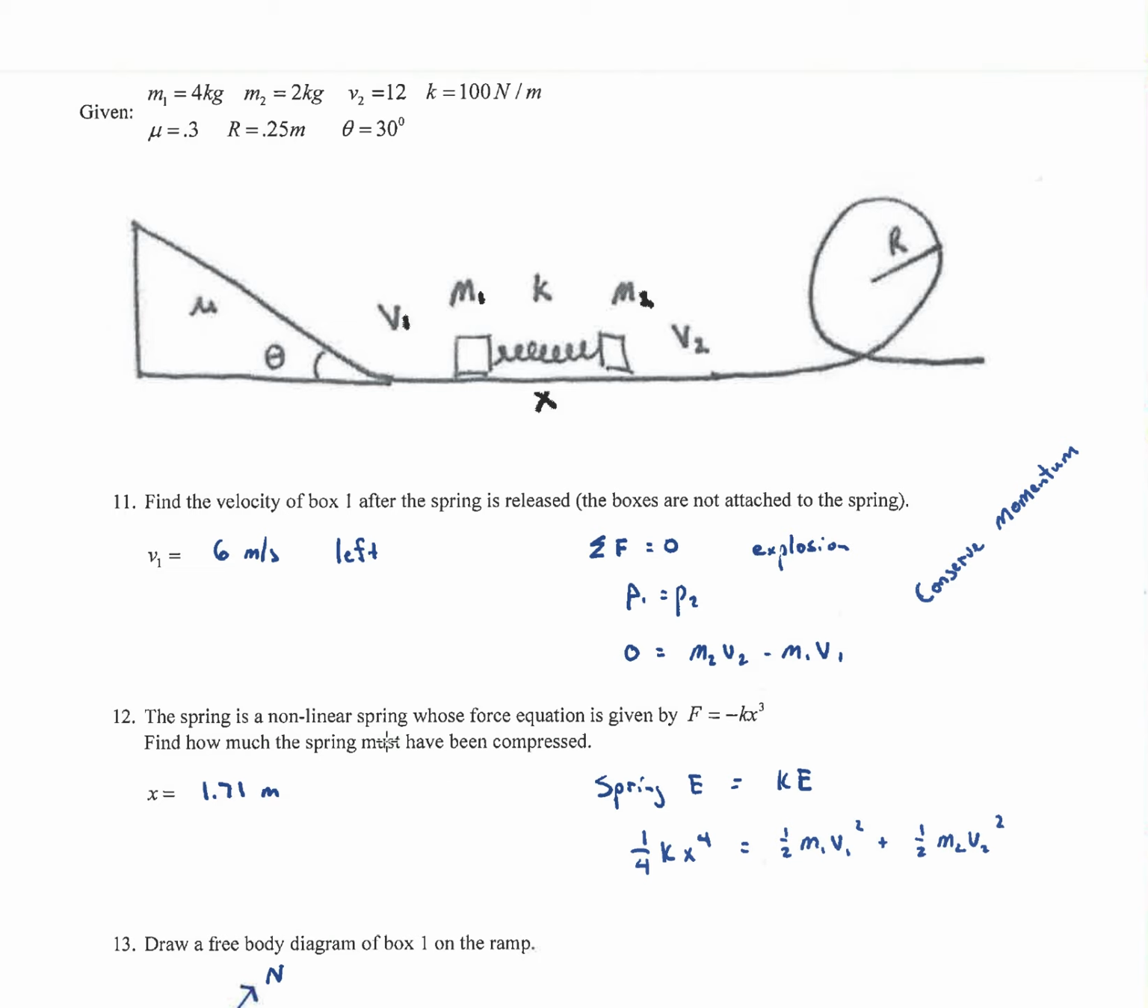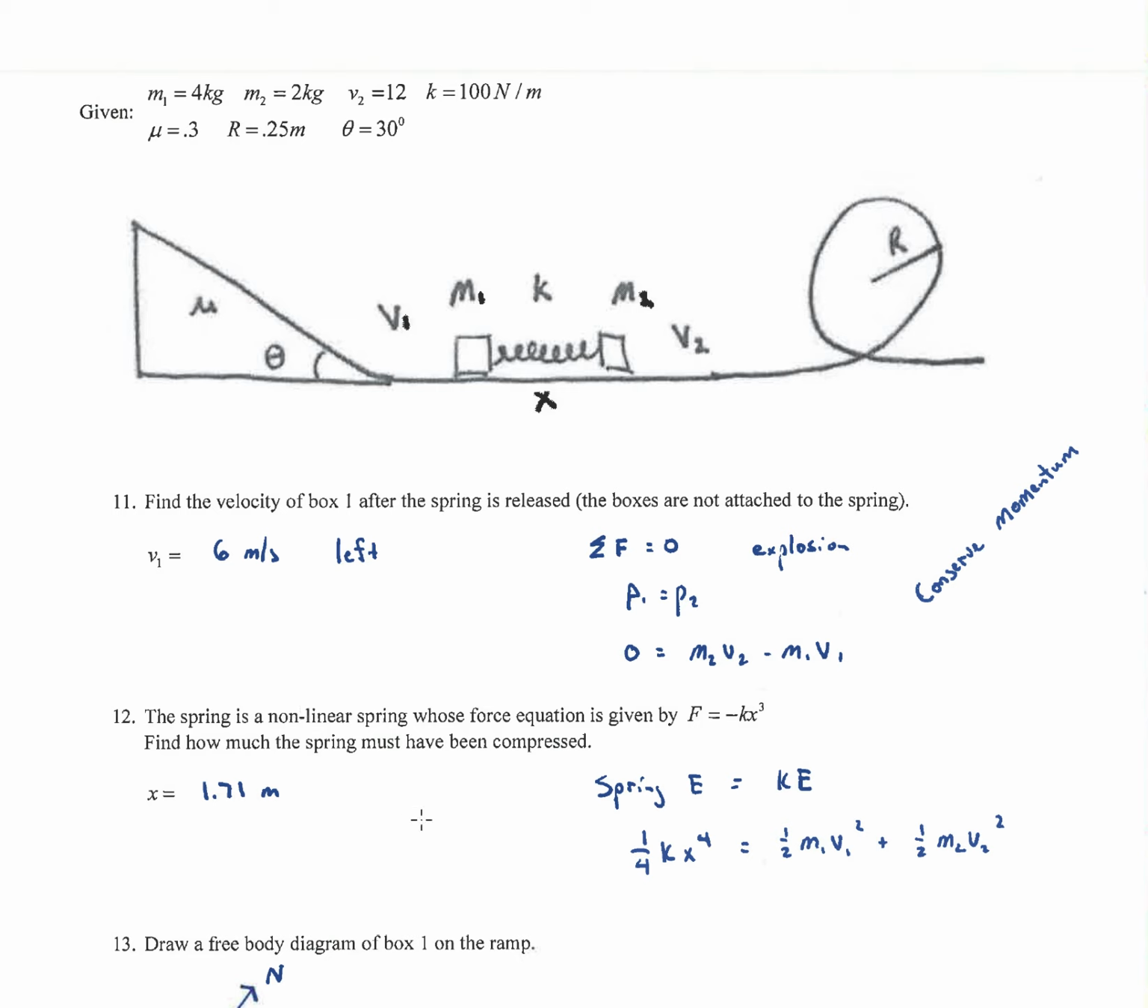Now, they tell you this spring is a nonlinear spring, meaning it doesn't follow Hooke's law. It's not linear. It's not F equals negative kx. This is a nonlinear spring. And since it doesn't follow negative kx, we cannot use 1/2 kx squared for its energy.